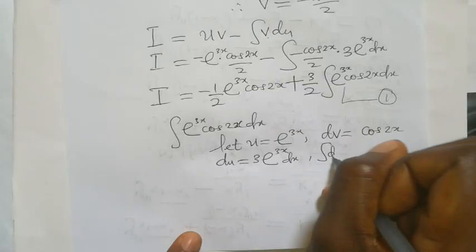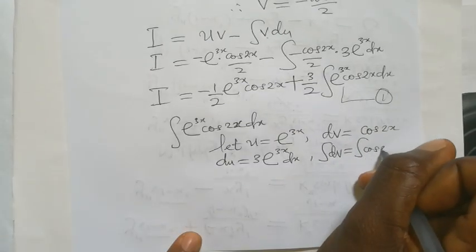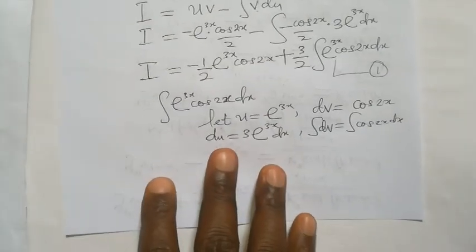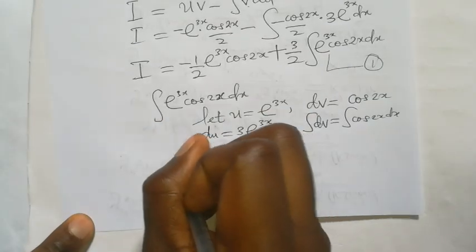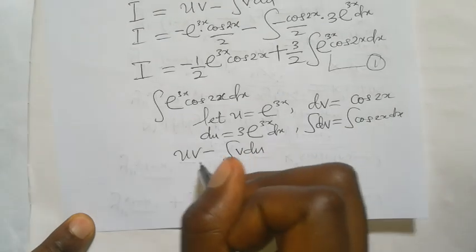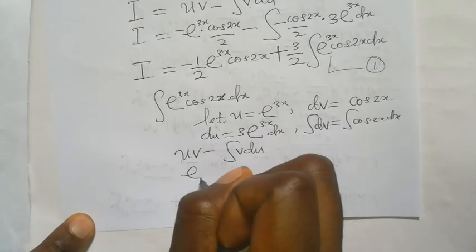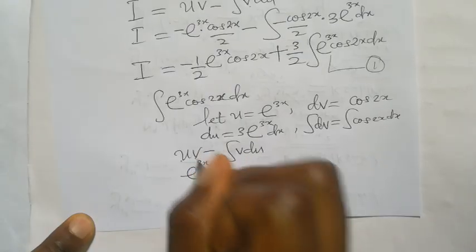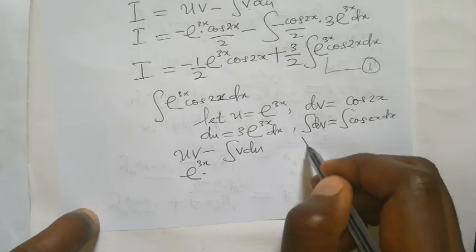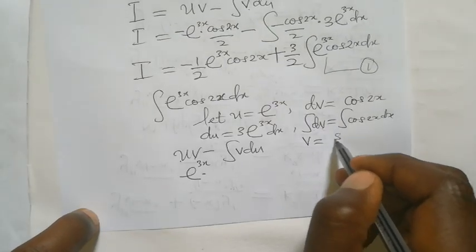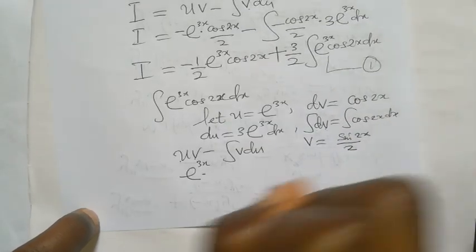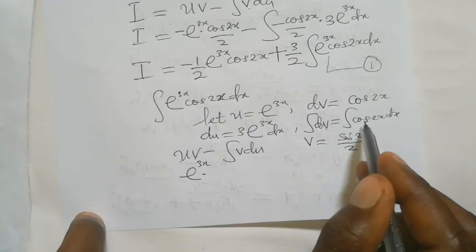And here we have the integral of dv, the integral of cos 2x dx. So in that case, using also uv minus the integral of v du, our u now is e to the power of 3x. Our v now, to finalize, the integral of dv here is v. The integral of this is going to give us sine 2x all over 2. You get it? There is no minus here since it is cos.